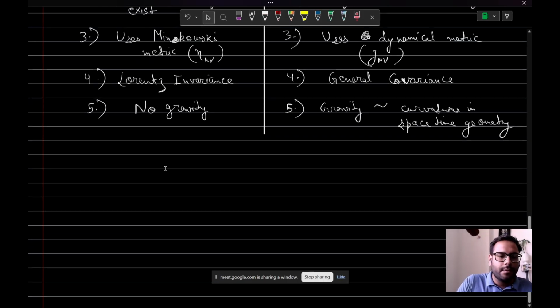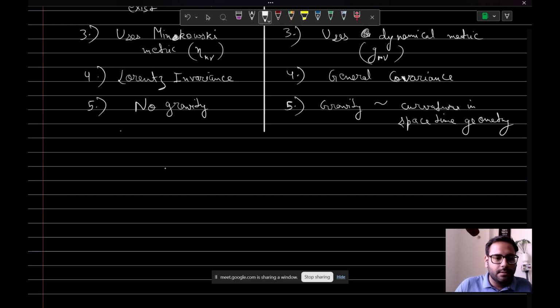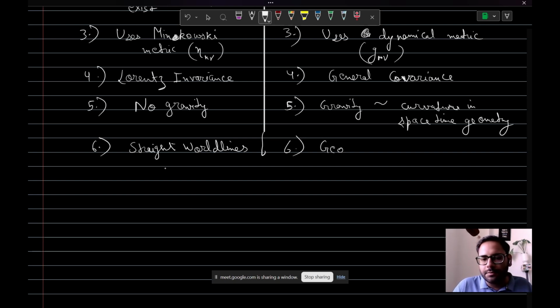Next, last but not the least, it has straight world lines. In general theory of relativity, we call such lines geodesics in curved spacetime. You just write it down now. I will explain everything in detail.